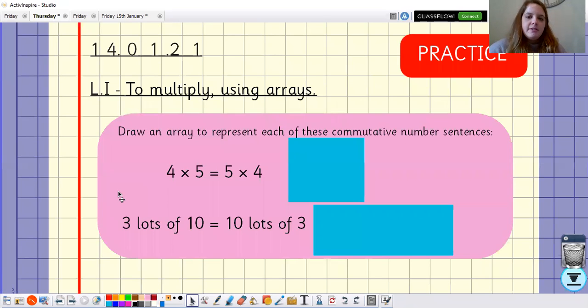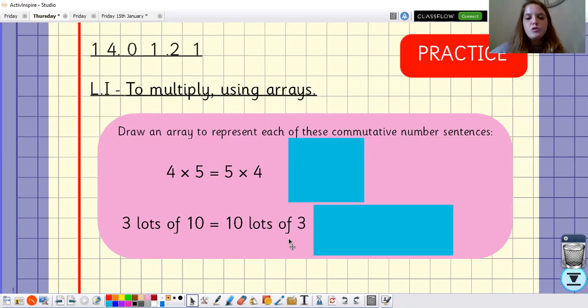Okay, so just for our final practice before we get started, you're going to have a go at drawing an array to represent each of these commutative number sentences. So we've got the number sentences 4 multiplied by 5, but that can also be written 5 multiplied by 4. So that's 4 groups of 5 or 5 groups of 4. And then here we've got 3 lots of 10 or 3 groups of 10, 10 lots of 3.